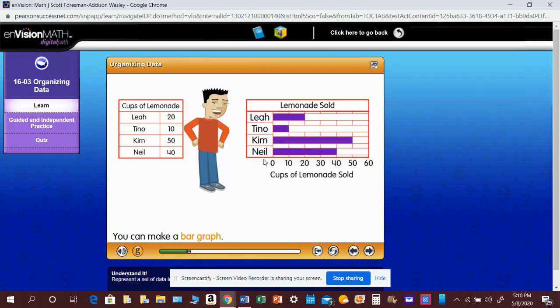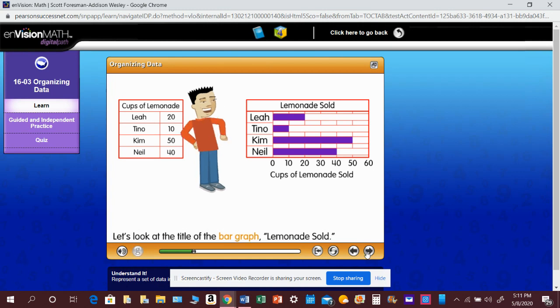The children's names are on this side. And then here, cups of lemonade sold. So each section is worth 10 cups. So we're doing it by tens. So 10, 20, 30, 40, 50, 60. Now, if you follow where the bar is colored, for Leah, you slide all the way down, 20 cups. Tino sold 10 cups. Kim sold 50 cups. And Neil sold 40 cups. And that information is the same as in your table.